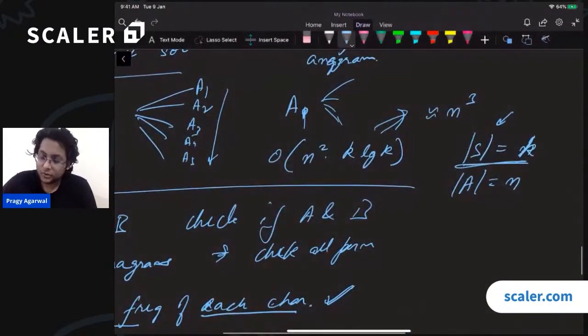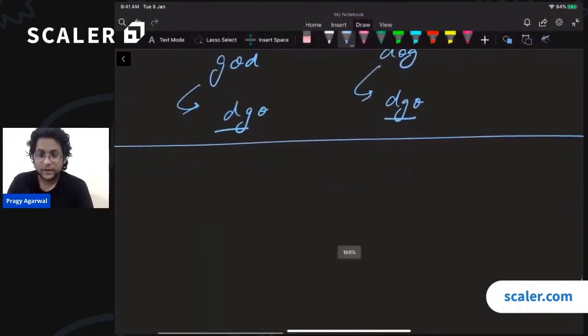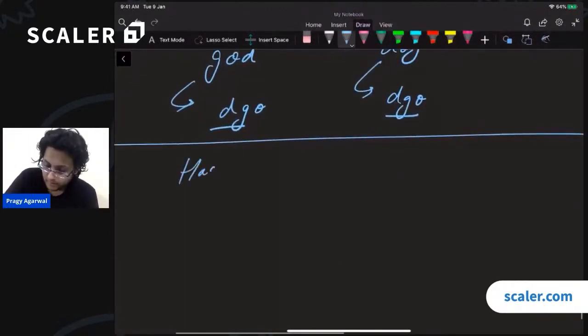But we simply cannot assume that each string is going to be the same length as the size of the array. Right? That is not correct. We have to keep these variables separate. So that was one approach. Now once again, we can do better. We can do better by using hash maps.